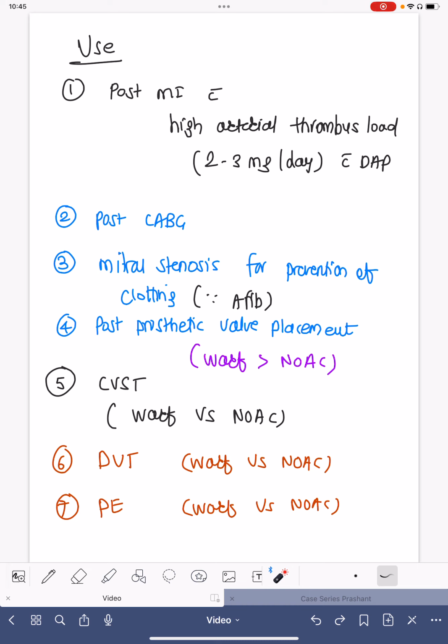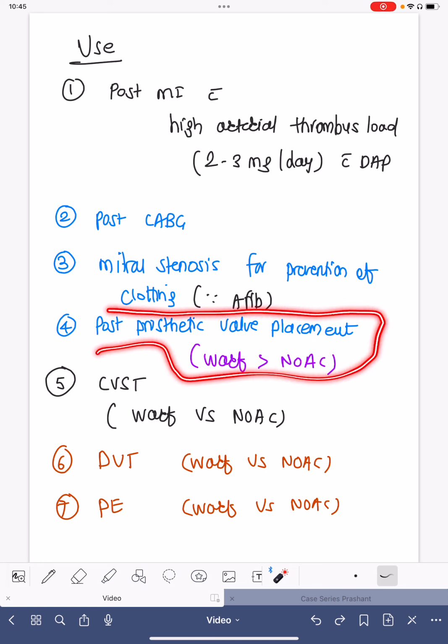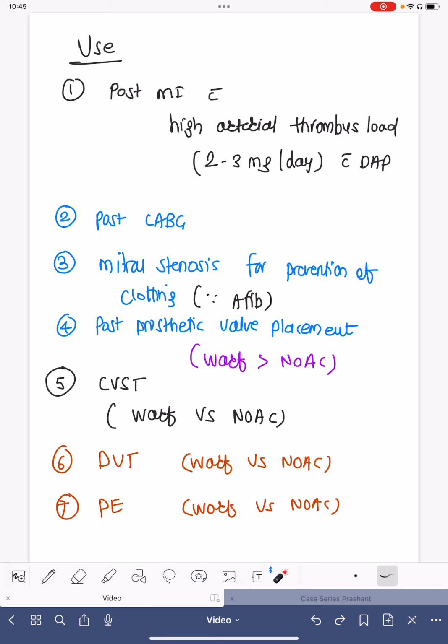As we know, the risk of clotting and embolism is extremely high in a prosthetic valve. So, post prosthetic valve placement, warfarin is very commonly used, and it is preferred to the novel oral anticoagulants because warfarin has been in the market for so many years, while these newer drugs have been in the market only in recent years. So most of the heart surgeons can definitely prefer warfarin, though many patients are put on novel oral anticoagulant drugs as well.